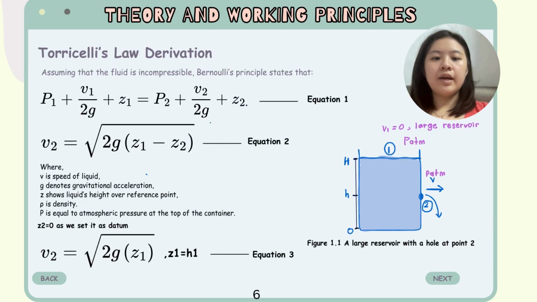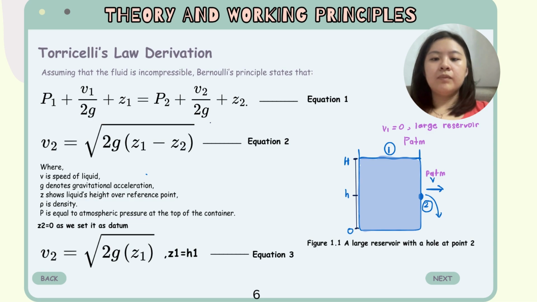For this slide, you can see there are three equations. We are going to derive equation 1, which is the Bernoulli equation, into equation 2, Torricelli law. In figure 1.1, we can see that it is a large reservoir, meaning that the velocity 1 is equal to 0. Also, the pressures at point 1 and point 2 are equal to PATM, so we cancel out pressure 1 and 2. The reason is that the pressure at point 1 and point 2 is exposed to the atmosphere. So we derive and get equation 2 to calculate our velocity at point 2.